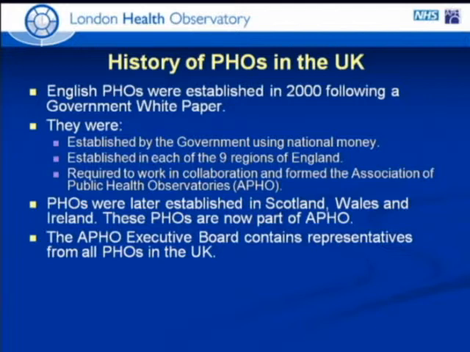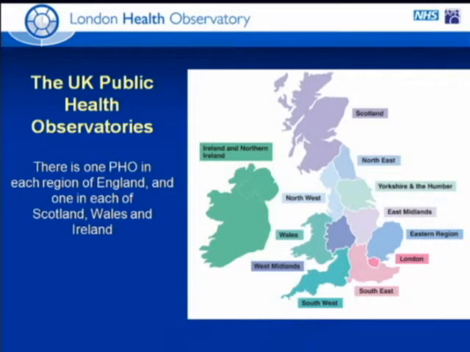And there is an APHO executive board which contains representatives from all the public health observatories in the UK, and they help to steer the work of PHOs and promote collaborative working. So this is just a map to show the location of all the public health observatories in England and in the rest of the UK.